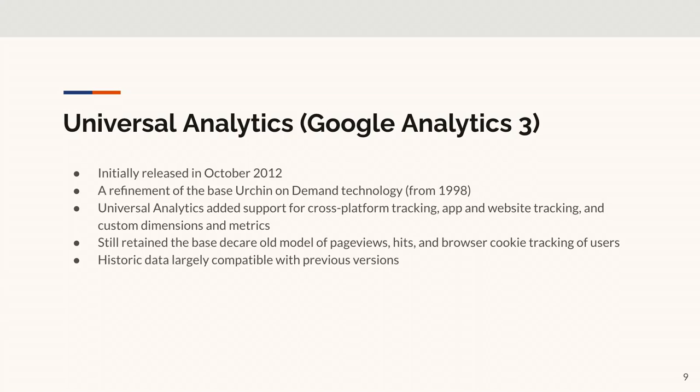At its top, kind of the highest level, it's still really a refinement of the base Urchin on-demand technology. So they've added, Universal Analytics added support for cross-platform tracking, app and website tracking, custom dimensions and metrics. But it's really kind of an incremental improvement of the same basic model. So it still really keeps the base decade-old model of page views, hits, and browser cookie tracking of users.